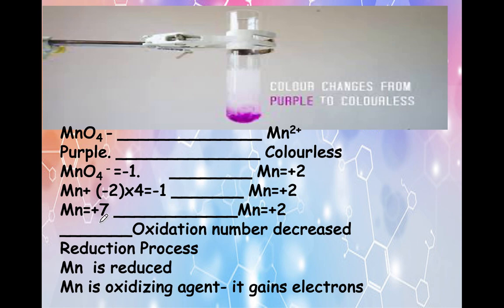Here, from +7 to +2, what happens? The oxidation number decreased. That means it is a reduction process. That means that the manganese is reduced. Also, at the same time, it is an oxidizing agent as it gains electrons.